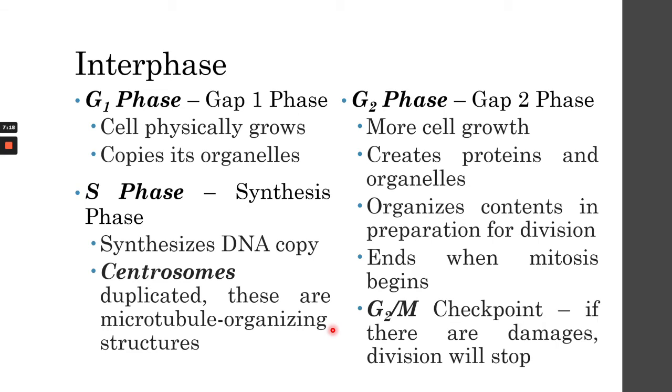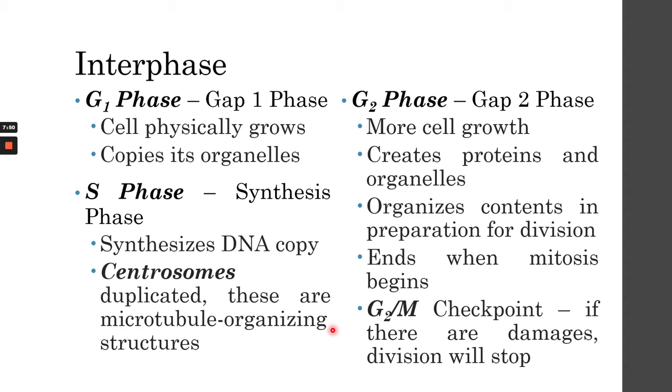One important checkpoint, so ito yung kanina part ng goal, the checkpoint is the G2M checkpoint. Before the cell continues to mitosis, which is basically the cell division, it has to undergo a checkpoint. This checkpoint checks whether there are damages in the DNA or damages in the organelles. And what the cell does is it has to repair all those damages. Otherwise, it will not continue in mitosis.